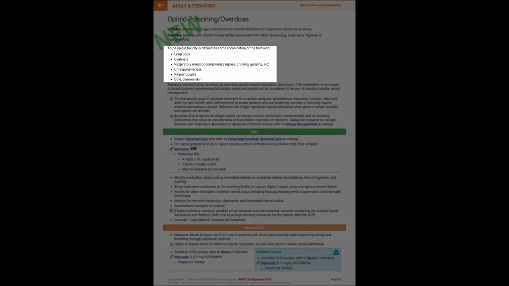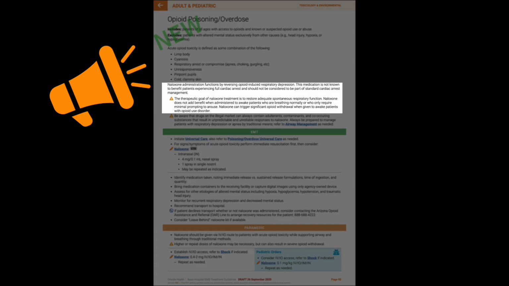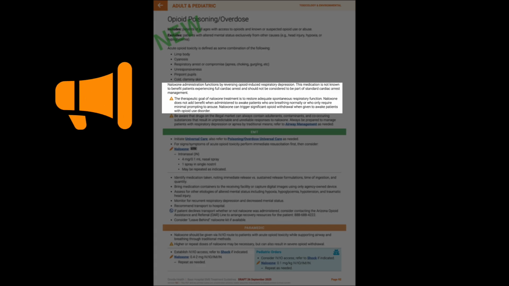These findings help distinguish opioid overdose from other causes of altered mental status, giving crews a simple checklist to guide their field impression. Importantly, the guideline reminds us that naloxone only reverses opioid-induced respiratory depression. At the time this video is being recorded, naloxone is not felt to be helpful or indicated in cardiac arrest, but this is a topic still being studied.